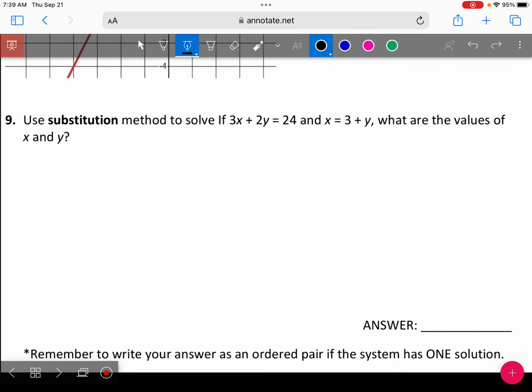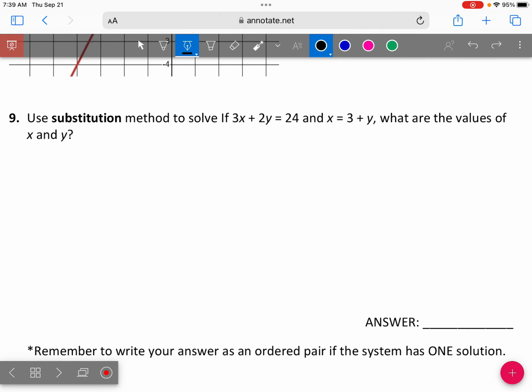So this one, it says use substitution to solve. They gave me 3x plus 2y equals 24, and x equals 3 plus y.